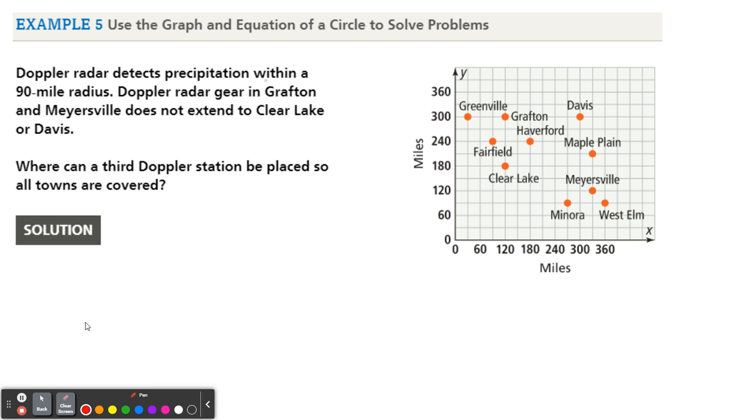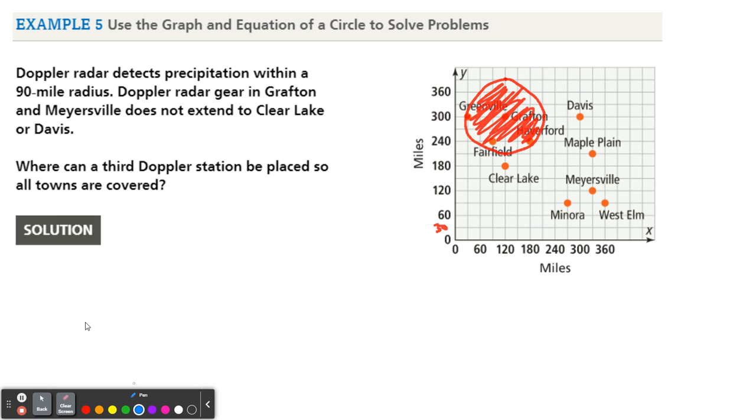So let's do the one around Grafton. Grafton is here. We're going to go a 90-mile radius. Now notice that they're counting by 30s on the y-axis. So we go 1, 2, 3. That'd be 90. 1, 2, 3, 1, 2, 3, and then 1, 2, 3. So here is the Grafton radar, and I'll kind of shade it in. Notice it doesn't hit Clear Lake, it doesn't hit Davis.